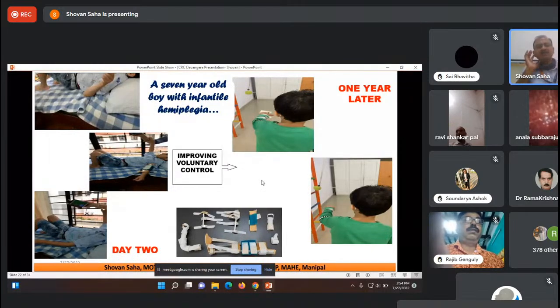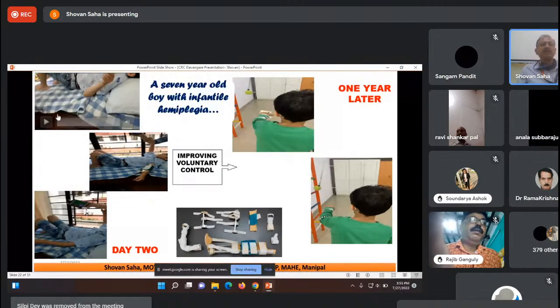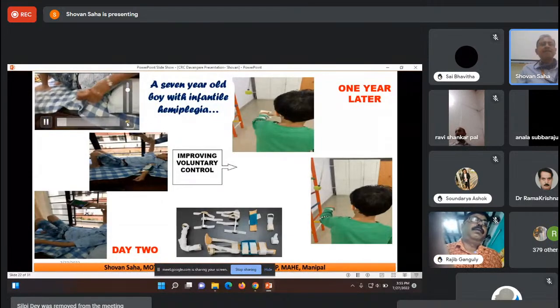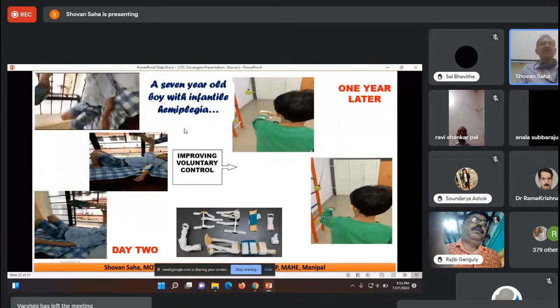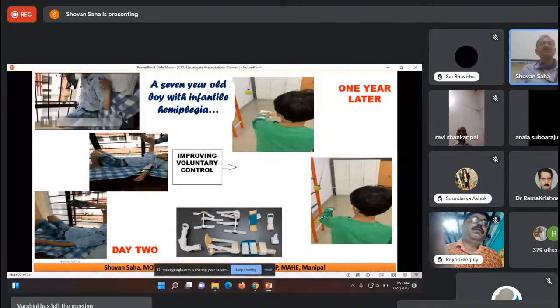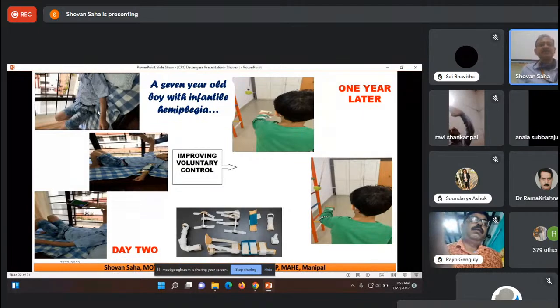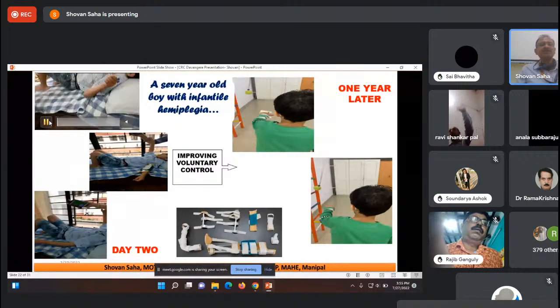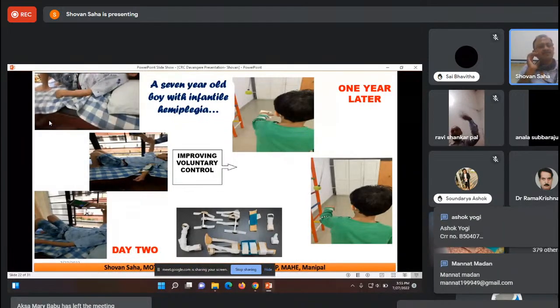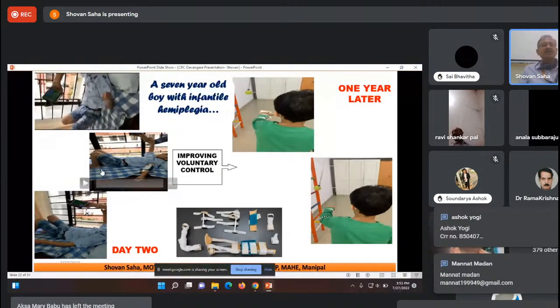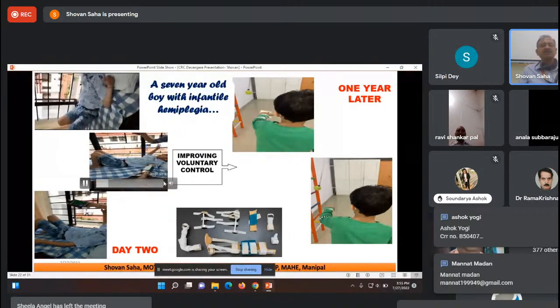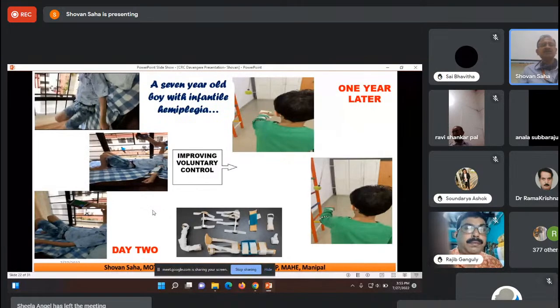This is again a small child with infantile hemi. This child had come down to us all the way from Hyderabad. Whenever the child is making any effortful task on the sound side, this is what happens to the affected side. And this was a concern for the parents. So this is what was happening. Then this is how we blocked it.